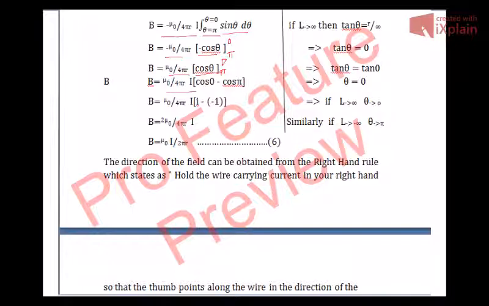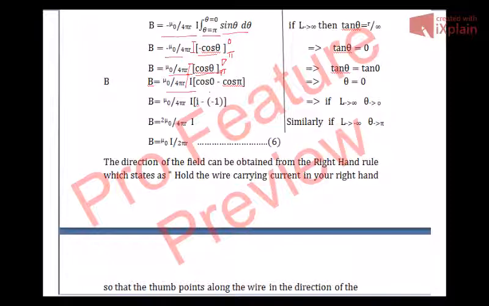Here we are missing I. There it is I. Mu naught upon 4 pi r, and I. Okay. So then B will be equal to mu naught upon 4 pi r I.